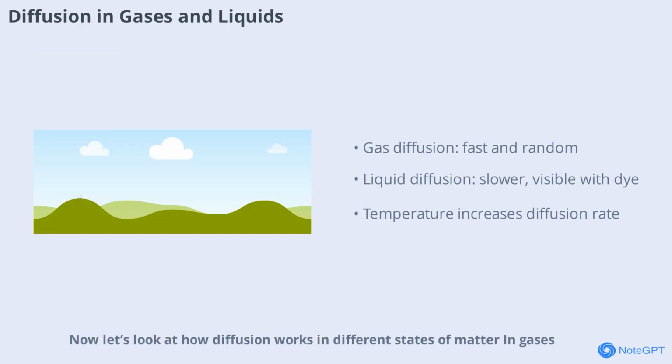Now let's look at how diffusion works in different states of matter. In gases, particles are in constant rapid motion. When someone sprays air freshener at the back of a room, the scent spreads as gas particles collide and move randomly, eventually reaching the front.